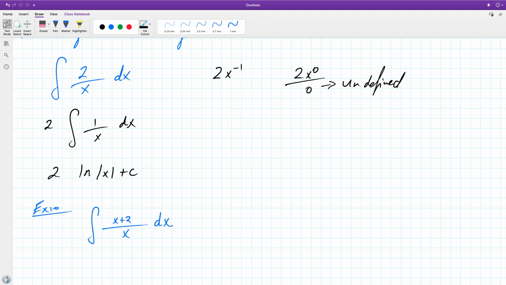I told you there's 2 ways: you multiply and split. Sometimes splitting is the easier way to go.